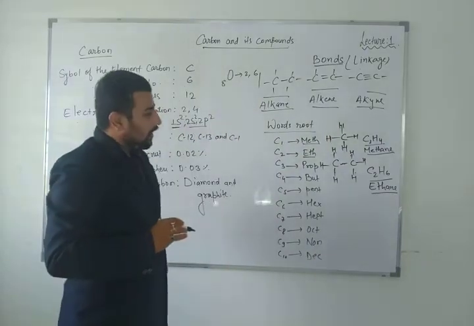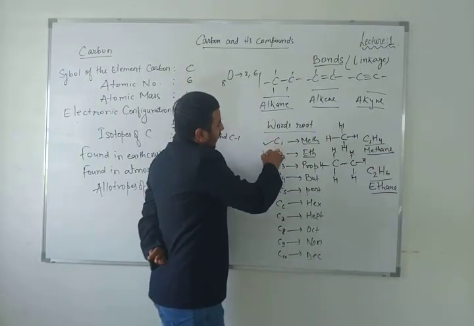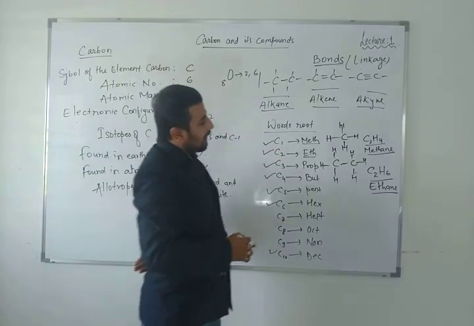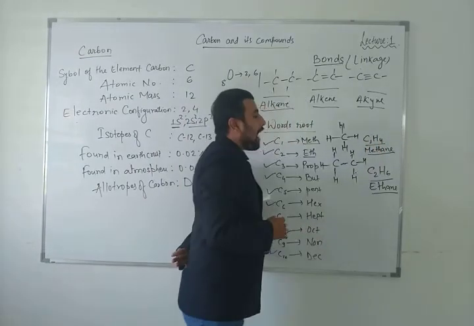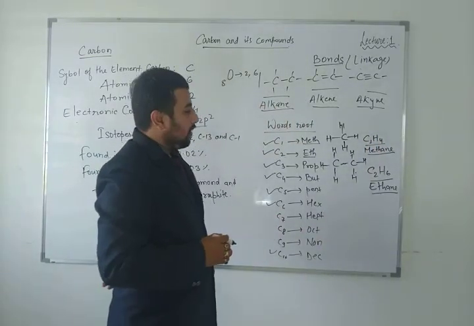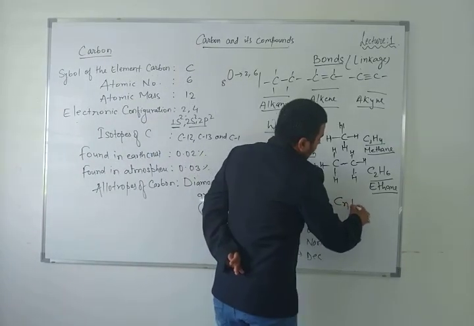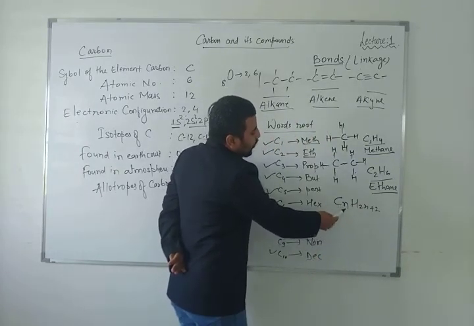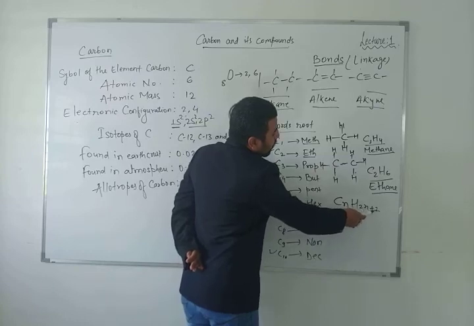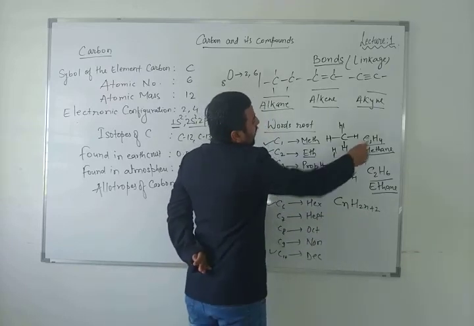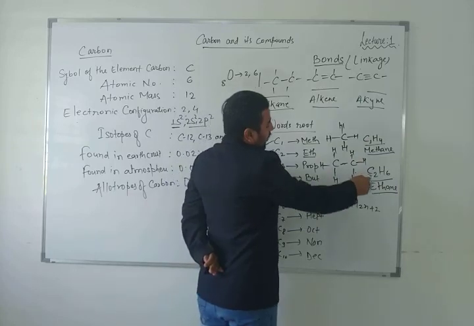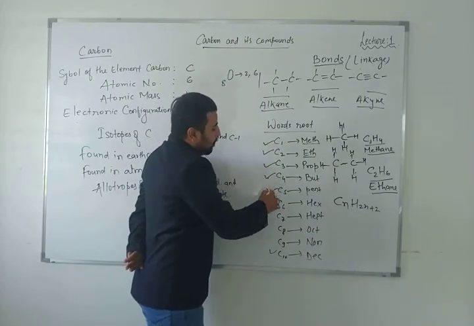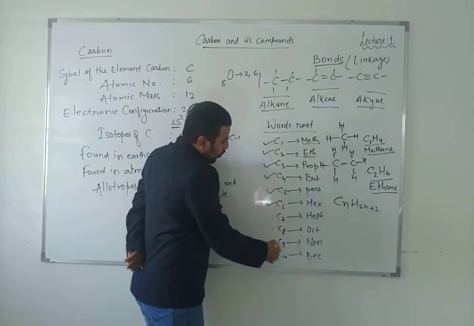If we try to calculate all these carbon atoms with single bonds, C1 to C10, you will see that the number of hydrogen is twice the number of carbon plus 2, means CnH2n+2. If the value of n is 1, C1H2 into 1 plus 2: 2 ones are 2, plus 2, 4. So C1H4. If we put C2, 2 2s are 4 plus 2, C2H6: ethane, propane, butane, pentane, hexane, heptane, octane, nonane, decane.